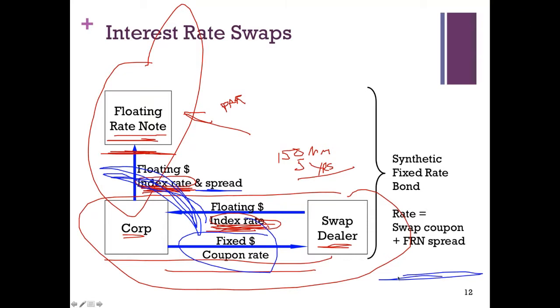The corporation, in effect, would have fixed the interest rate they're paying. And by combining the net cash flows on the fixed for floating swap with the floating rate note, they're going to have exactly locked in the interest expense they're paying over the remaining life of the note, since the tenor of the swap matches the time to maturity on the floating rate note.